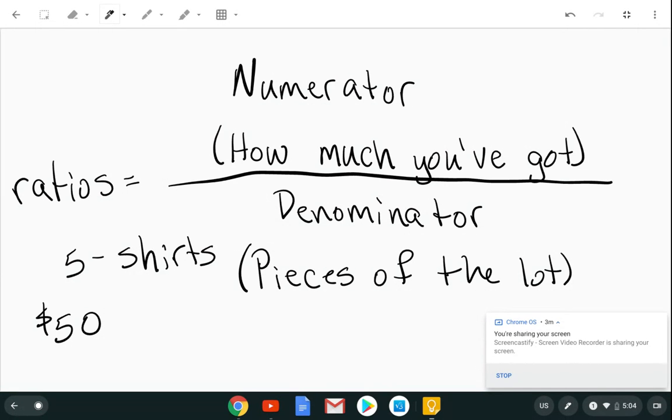This is a little confusing to think about because they're different units, but your 50 is going to be your numerator, or how much you've got. Okay, that's how much you went and picked up, and that's how much you spent. So that's how much you've got. Your 5 is the pieces of the lot. Okay, so 5 is your pieces of your whole. So now we can simplify this fraction.